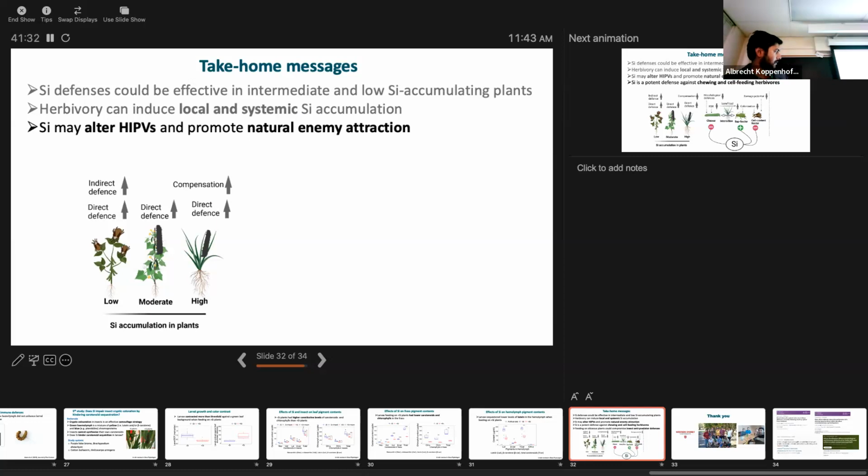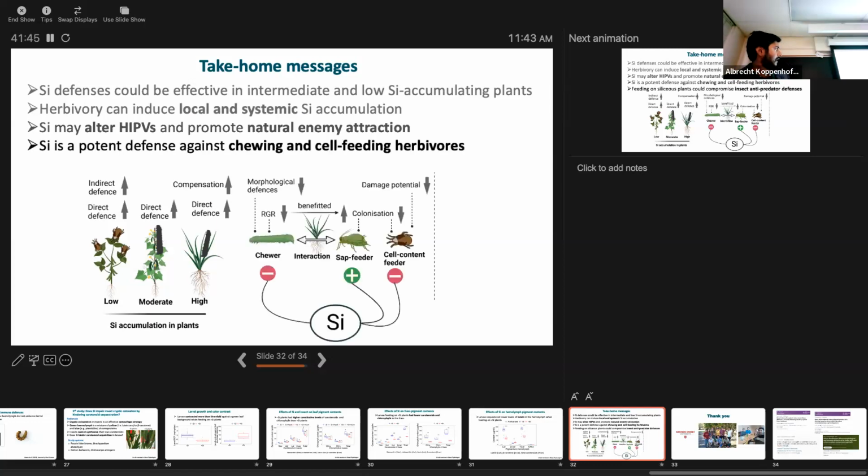We used plants having different silicon accumulation ability, and we found that silicon defenses were actually effective in all plants. And we found that silicon is a very powerful defense against chewing and cell content feeding herbivores like Helicoverpa armigera and spider mites, Tetranychus urticae, but it was not effective against sap-feeding insects like aphids, because it actually helped them to colonize plants.